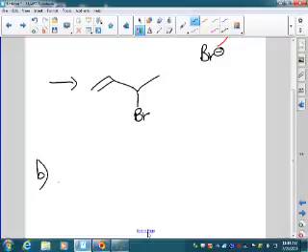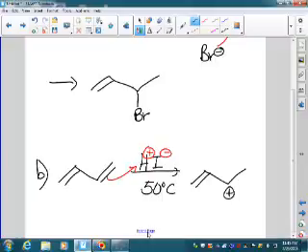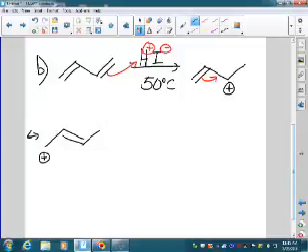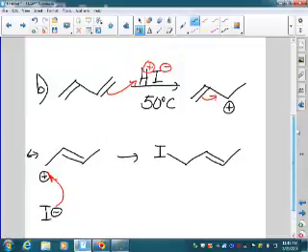B, we're doing the same reaction, this time with HI at 50 degrees C. So again, C1 gets the proton, C2 becomes a carbocation, but at 50 degrees, the other carbocation, the resonance structure, prevails, so that you have this resonance structure prevailing at 50 degrees. And then the I minus bonds to C4. And so you end up with an I, and then your 4 carbons. Okay, make sure you still have 4 carbons in your product. Don't turn your 4th carbon into an I. That's 1,4 addition.